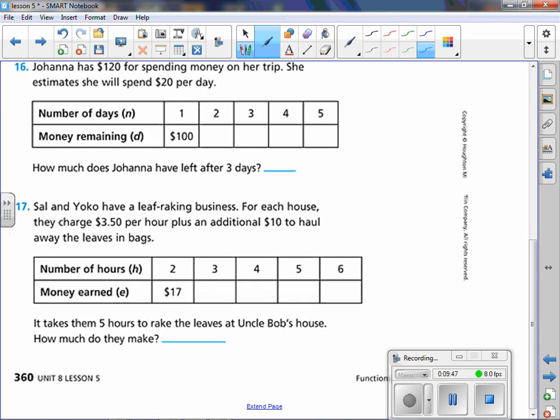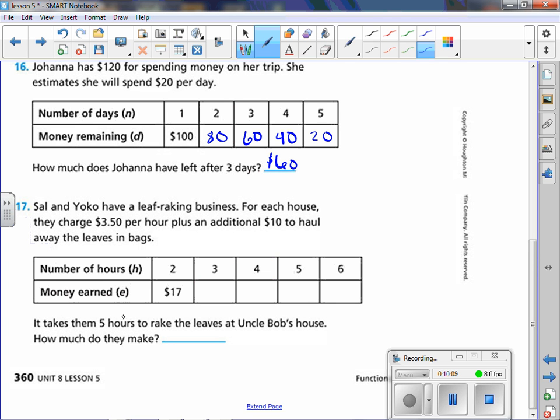All right. Jonah has $120 to spend on her trip, and she estimates she's going to spend $20 per day. So this is a backwards one. On day 2, she will have spent $40, so she'll have 80. Backwards again, 60, 40, and 20. After 3 days, how much money will she have left? She's going to have $60.